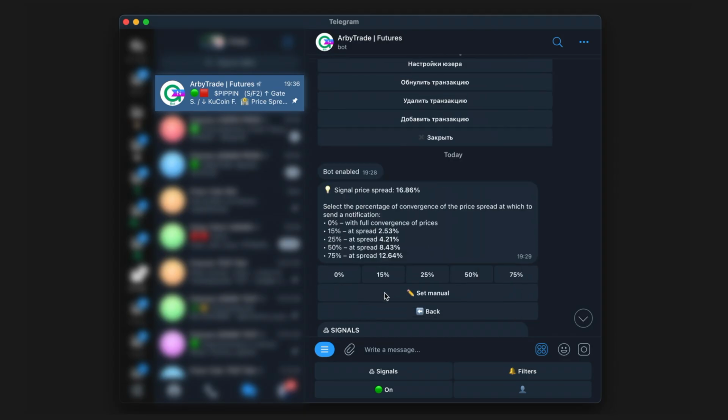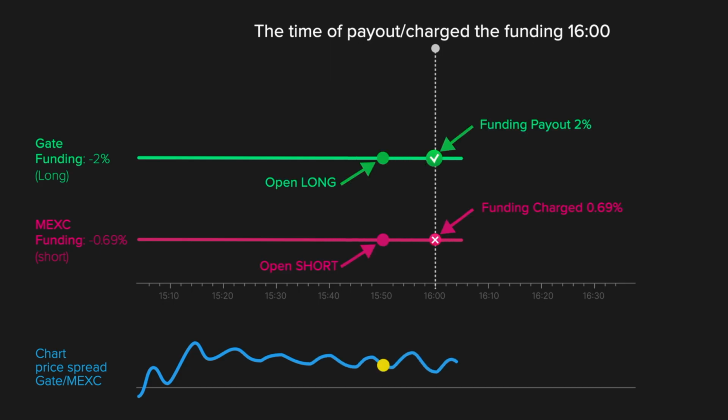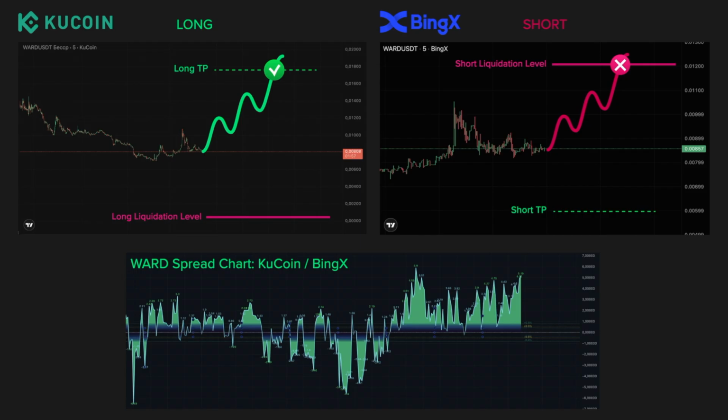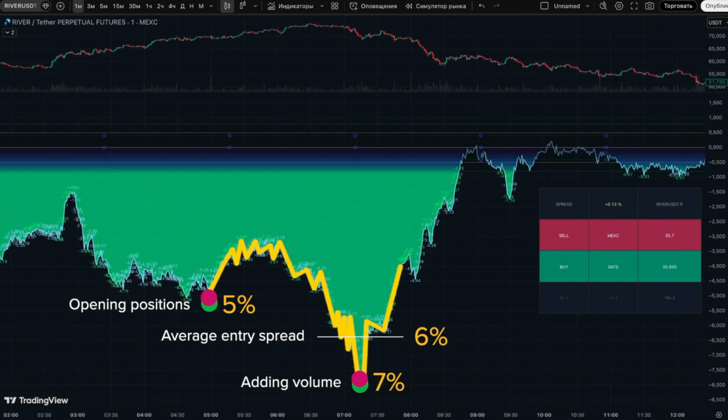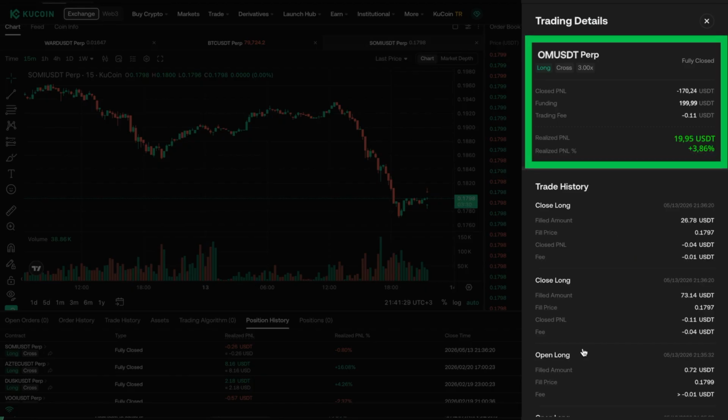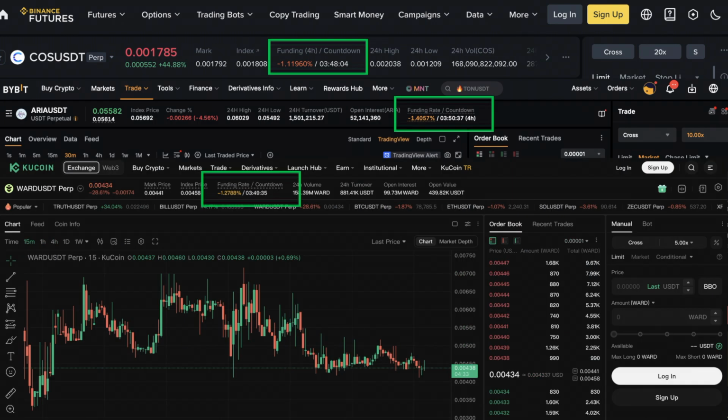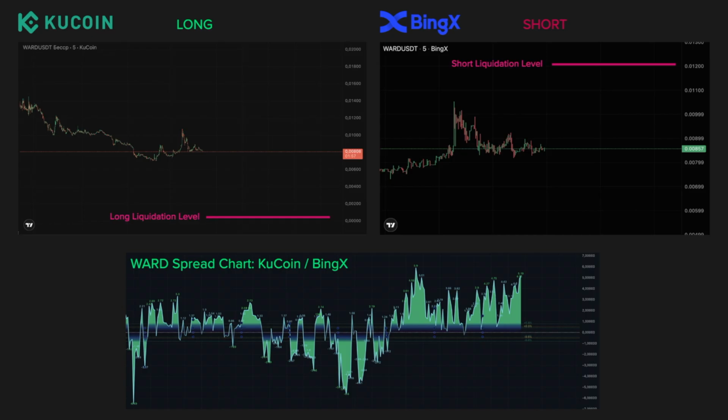In the first part, we will examine exchange spread arbitrage. This is when the price of the same futures contract differs across different exchanges, and profit is made from the convergence of these prices. In the second part, we will look at funding rate arbitrage, a type of futures arbitrage that occurs when there is a difference in the funding rate or when the timing of funding payments differs.